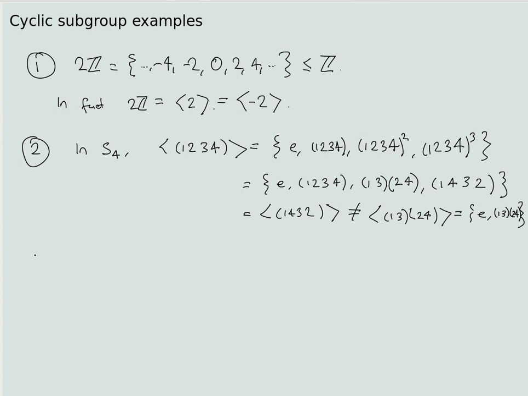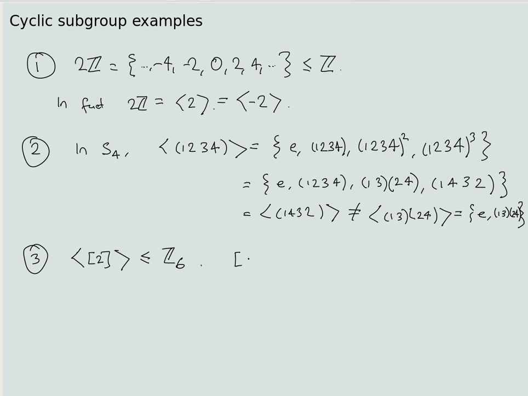Okay, last example then. Let's look at one of the groups of integers mod n. Let's look inside the integers modulo 6. We're going to look at the subgroup generated by 2 inside the integers modulo 6 under addition. So if we want to know what's in there, the easiest thing to do would be to work out the order of 2.